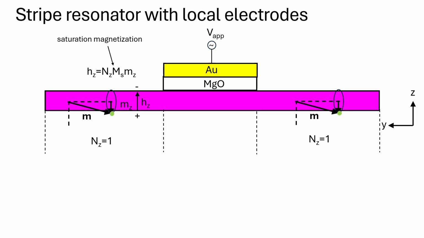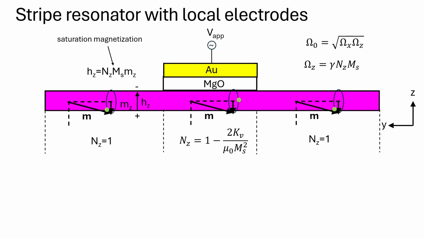However, in the region where the stripe is covered with the top electrode, because of an interfacial interaction between the magnesium oxide and the magnetic stripe, Nz no longer equals 1, but is reduced by a surface anisotropy term. On the other hand, magnetic moments in the stripe precess with an angular frequency omega naught, which is equal to the square root of omega x times omega z, where omega z is equal to gamma times Nz times Ms. Therefore, a smaller Nz will translate into a smaller precession frequency.